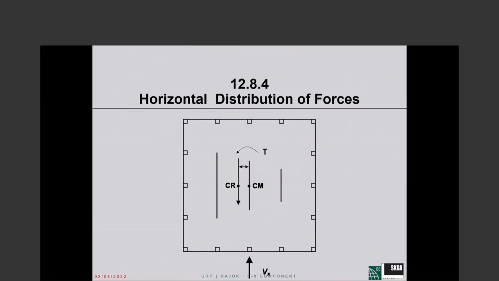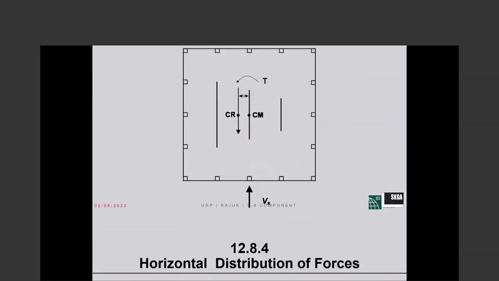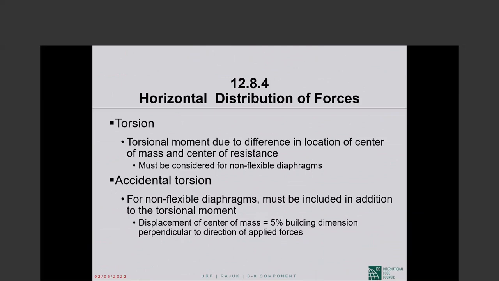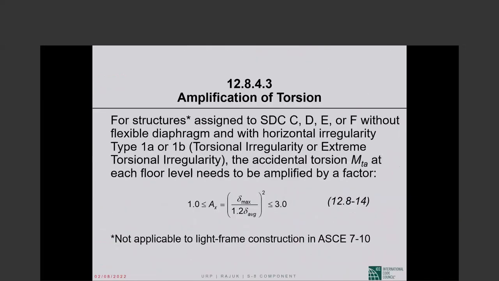You just saw that picture, explanation of torsion, and I had this page, the amplification of accidental torsion. So the first thing is the 25% increase. Second thing you look at is the table, permitted analytical procedure. The third thing is the amplification of accidental torsion. This is required for type 1A and 1B buildings. So this is another section that is triggered, 12.8.4.3.